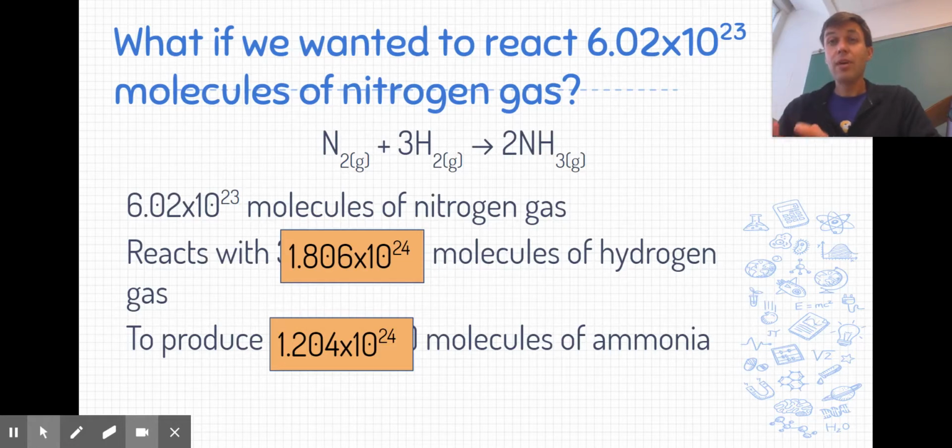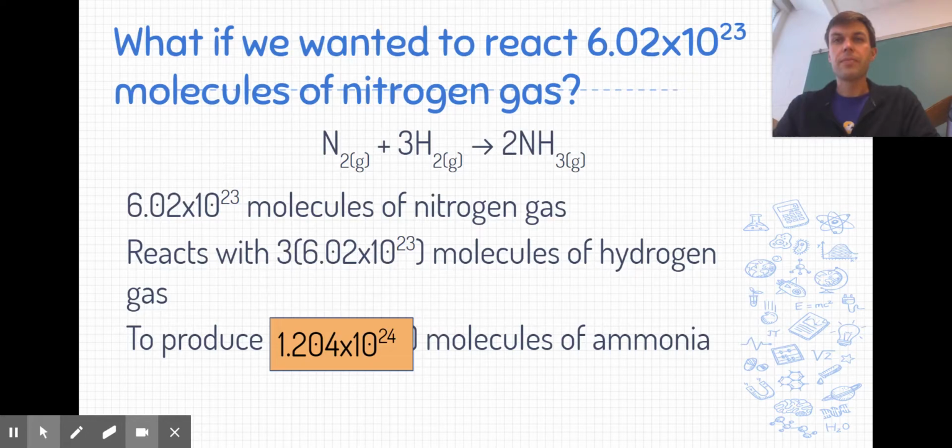So now we're on the scale that we will experience, because that number of molecules is getting to be something that we could mass and experience in the lab. However, the quantities that we're dealing with are so huge that we need to simplify this a bit. So let's start off by looking at this.